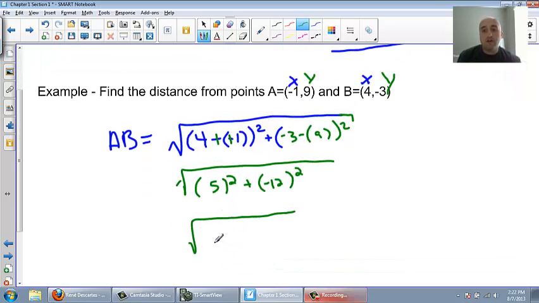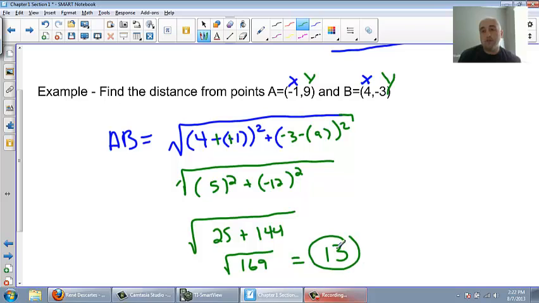5 squared is 25 plus -12 squared, -12 times -12 is 144. 25 plus 144 is 169, and the square root of 169 is, that's a perfect square, it equals 13. So the distance from A to B equals 13 units.